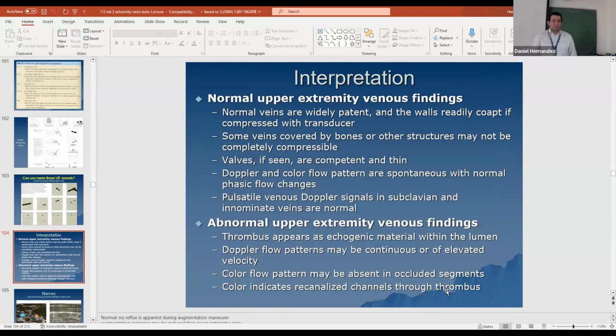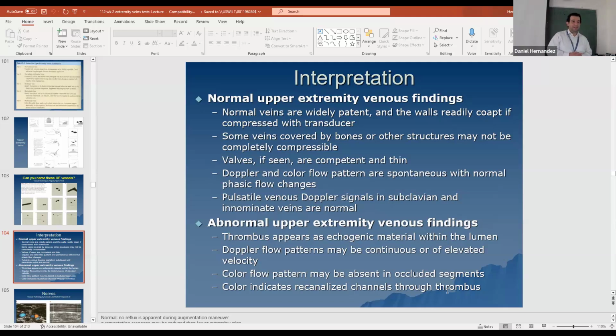Again, interpretation. So in normal upper extremity venous findings, the veins should be widely patent. The walls should collapse completely, so we should be able to compress them down fully. Some veins are covered by bones, so then we do get some limitations to that. Other structures may not be completely compressible. We could potentially see valves in these veins, so again, that's a normal finding. The Doppler and color flow patterns should demonstrate spontaneous flow with normal phasic changes. Again, there's pulsatility to those more proximal upper extremity veins.